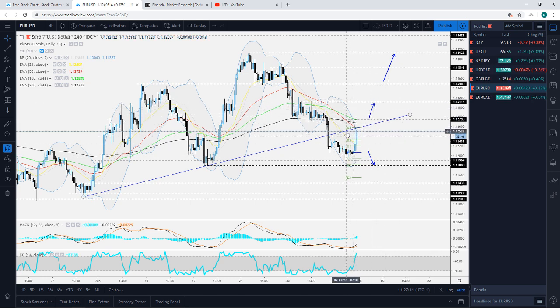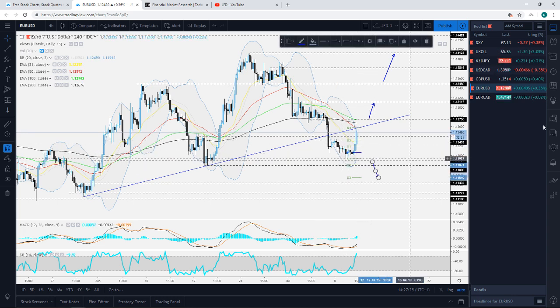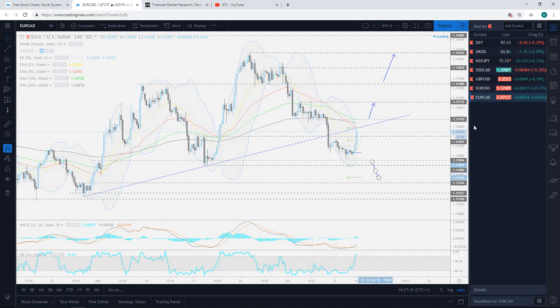Keep your eyes on this upside support line. I mean, the rate is testing it from underneath now. If it continues to hold, we could see another round of selling here, and this one pushing back down. So keep your eyes on this pair. And the last pair I want to quickly touch on here is the EURCAD.